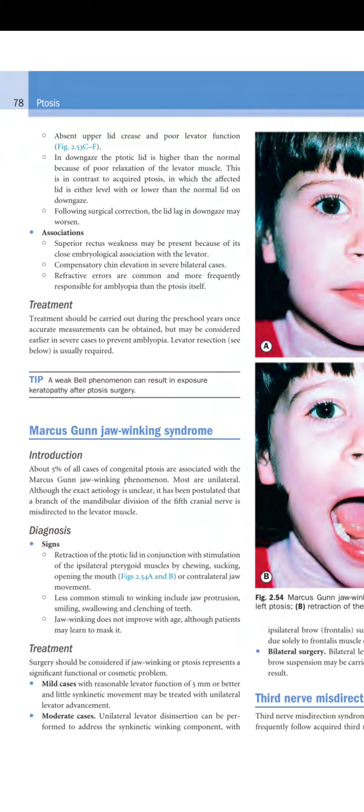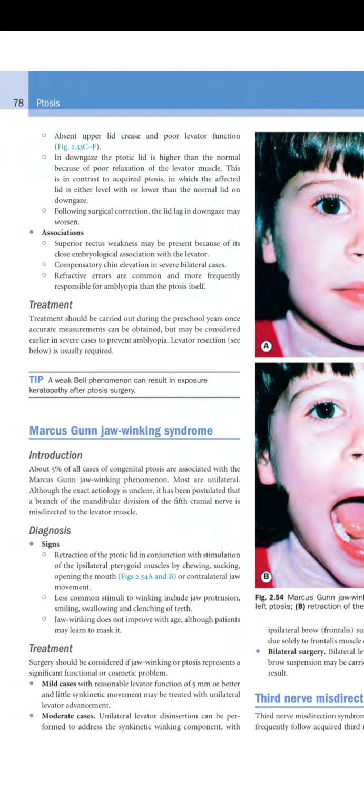So it is very important to know the signs of congenital ptosis. You can identify these signs: absent upper lid crease and a poor levator function. So that is why there is a lid crease absence and there will be poor levator function. That is why the frontalis sling procedure is usually the procedure of choice in cases of congenital ptosis, because of the poor levator function.